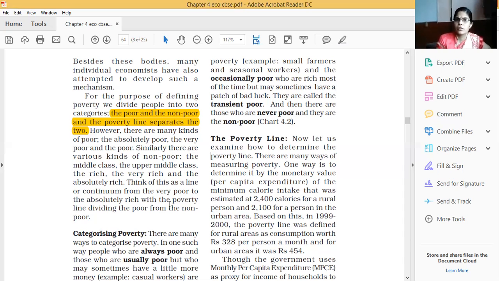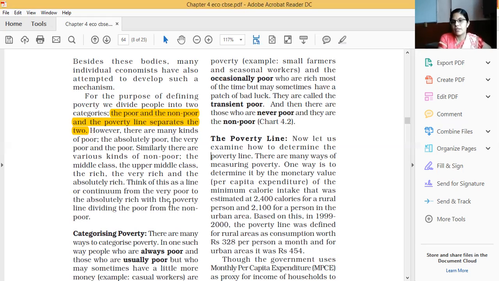Some people are rich, but occasionally poor. Occasionally poor means, because of bad luck, they are not getting work or a job, or maybe they are removed from the job, or maybe their business is not working properly. So these people are poor, and they are called the transient poor. And then there are those who are never poor, and they are the non-poor.